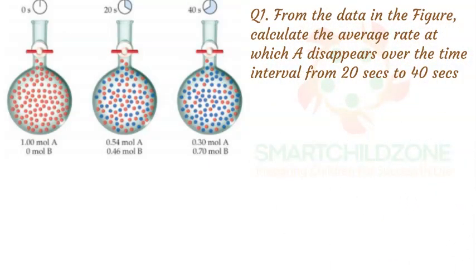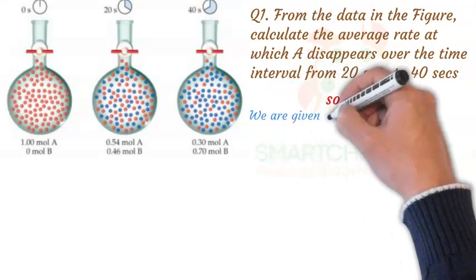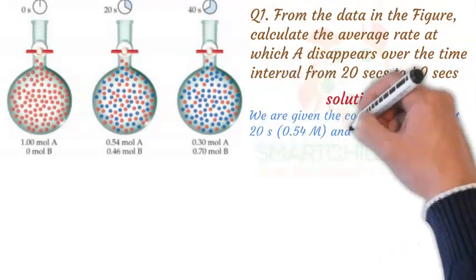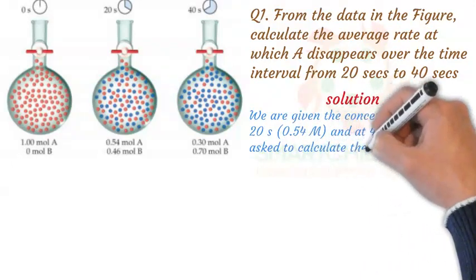Use the data of the figure in the previous slide to calculate the average rate of appearance of B over the time interval from 0 to 40 seconds.